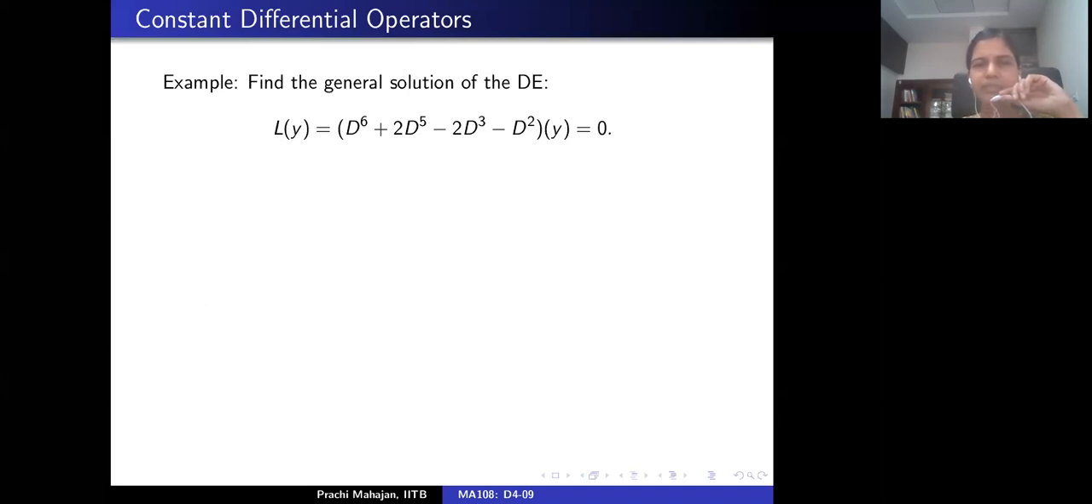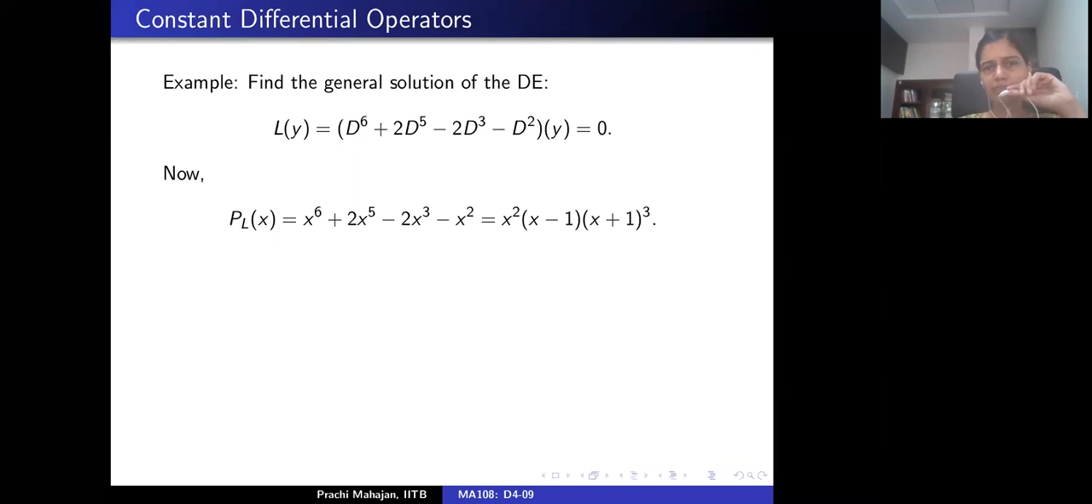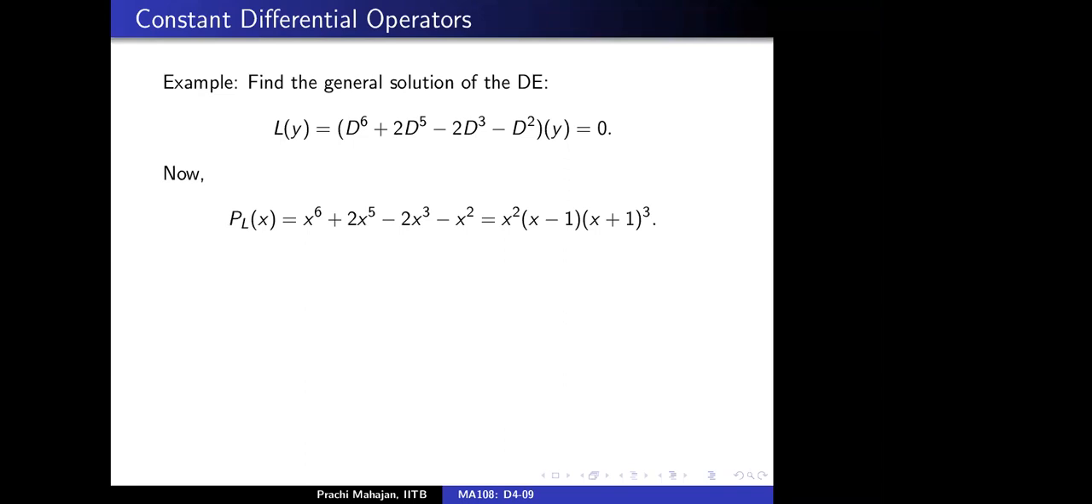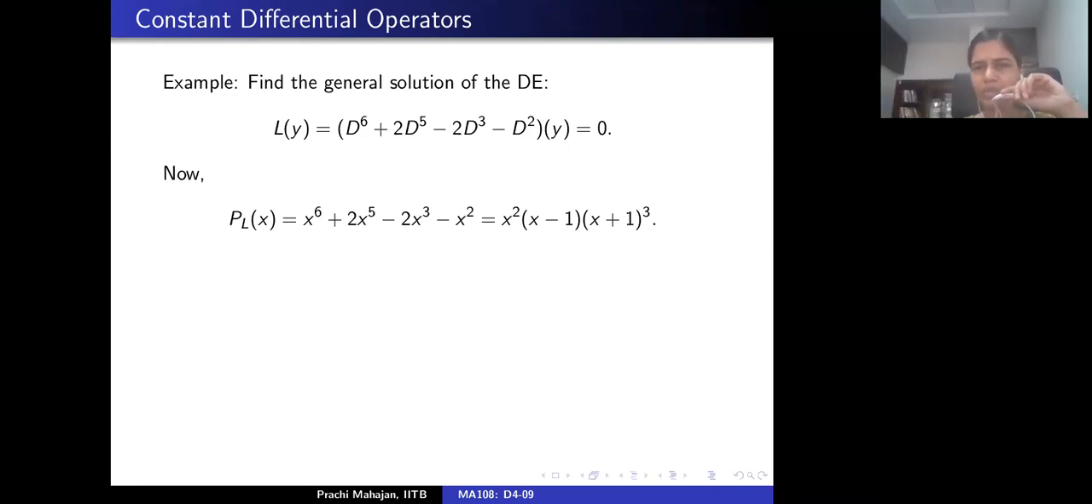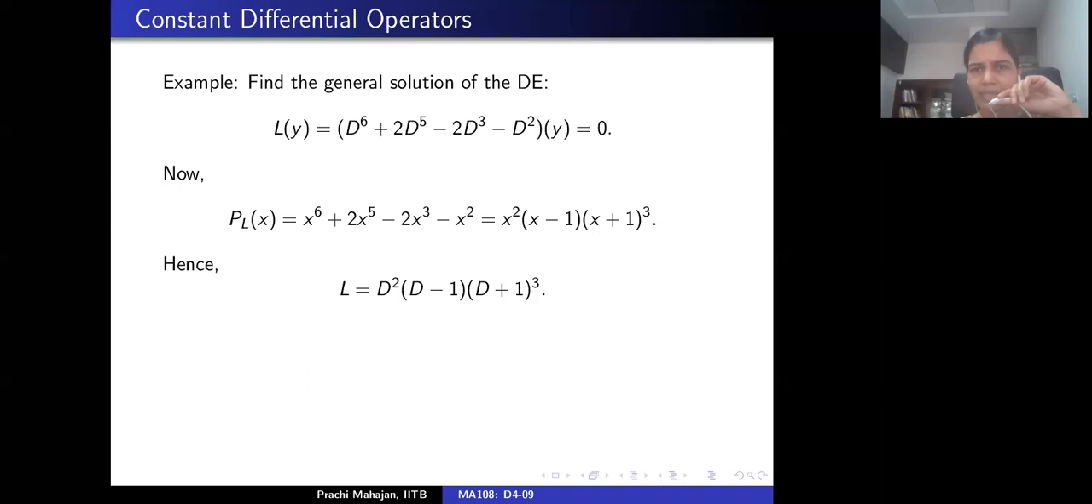So how would we do this? We would look at the associated characteristic polynomial, correct? Which in this case is a degree 6 polynomial, x to the power 6 plus 2x to the power 5 minus 2x cube minus x square. So x square is a factor, which leaves us with a degree 4 polynomial. By inspection you can figure out that 1 is a root. Once you do that, it is simple. So what are the roots of the characteristic polynomial here? 0 with multiplicity 2, 1, and minus 1 with multiplicity 3.